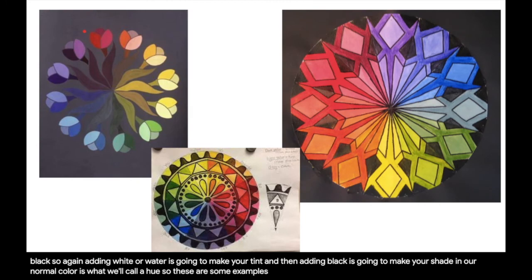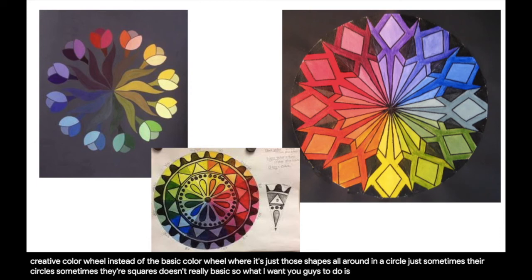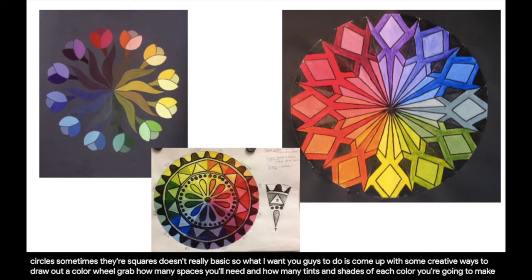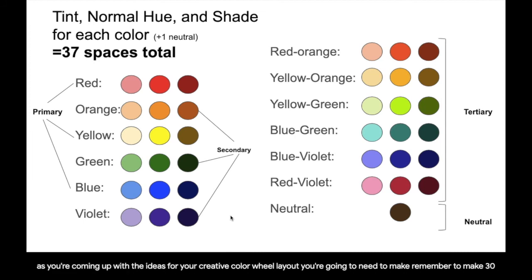So these are some examples of what our project might look like. So you're going to make a creative color wheel. Instead of the basic color wheel where it's just those shapes all around in a circle, just sometimes they're circles, sometimes they're squares. Those are really basic. So what I want you guys to do is come up with some creative ways to draw out a color wheel. In the next slide, I'm going to describe how many spaces you'll need and how many tints and shades of each color you're going to make. Coming up with the ideas for your creative color wheel layout, you're going to need to remember to make 37 spaces total.